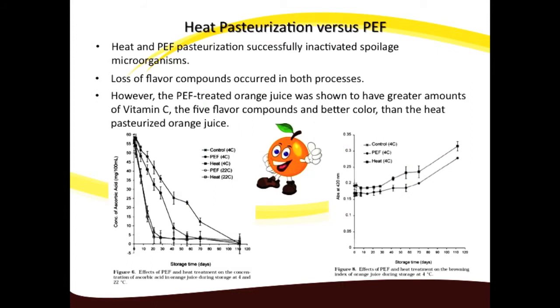According to research, the pulse electric field treated orange juice was shown to have greater amounts of vitamin C, the 5 flavor compounds, and better color than the heat pasteurization. However, heat pasteurization and pulse electric field pasteurization successfully inactivated spoilage microorganisms. Furthermore, loss of flavor compounds occurred in both processes.